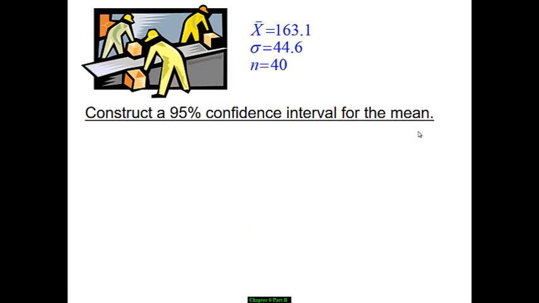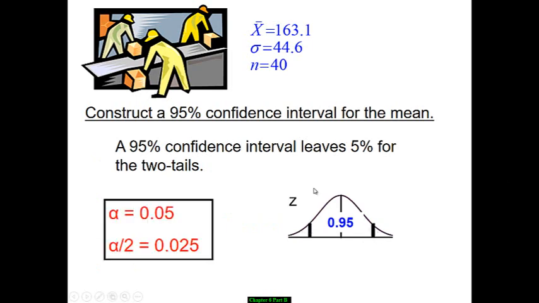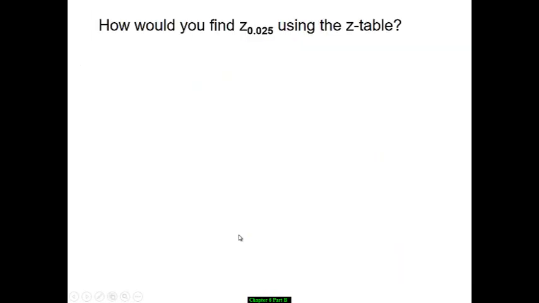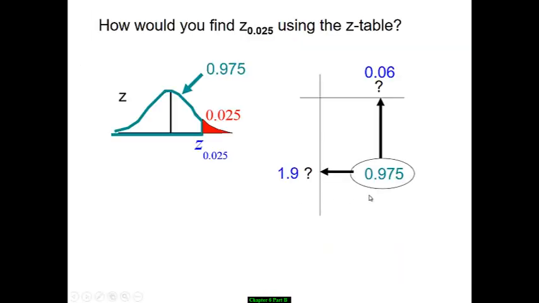So on our curve, we have 95% in the middle. That means that we have 5% on the ends. We split it in two and we get 0.025. Then we either use the calculator or the tables to find our z-score that corresponds with that. So that's going to be 1.96.